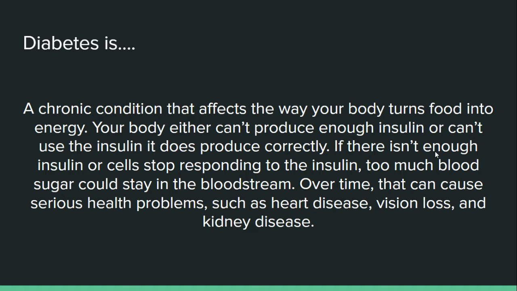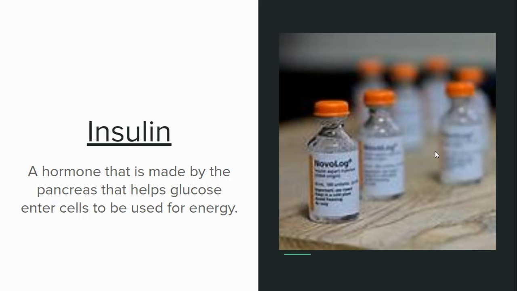body turns food into energy. Your body either can't produce enough insulin or can't use the insulin it does produce correctly. If there isn't enough insulin or cells stop responding to the insulin, too much blood sugar could stay in the bloodstream. Over time, that can cause serious health problems such as heart disease, vision loss, and kidney disease.